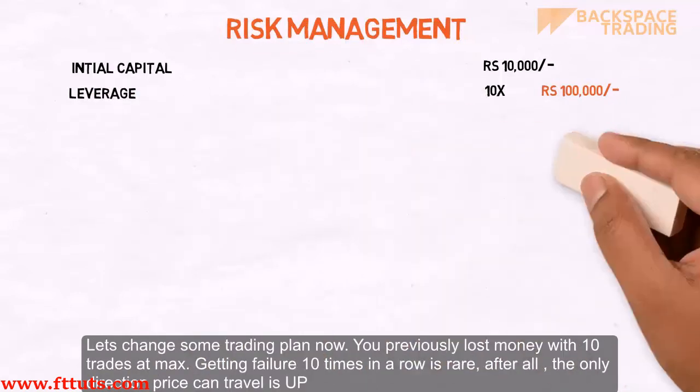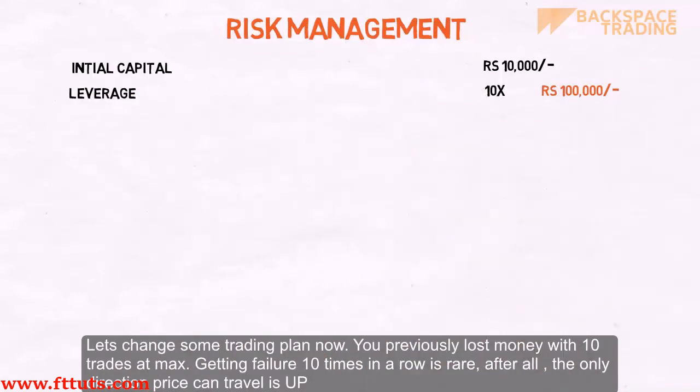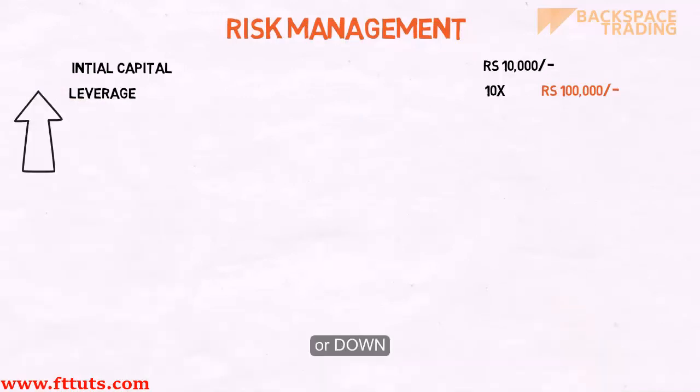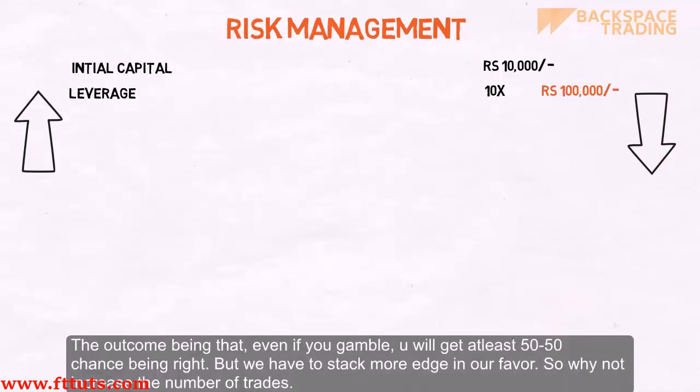You previously lost money with 10 trades at max. Getting failure 10 times in a row is rare. After all, the only direction price can travel is up or down. That's when you make money. The outcome being that even if you gamble, you will get at least a 50-50 chance, right? But we have to stack more edge in our favor.